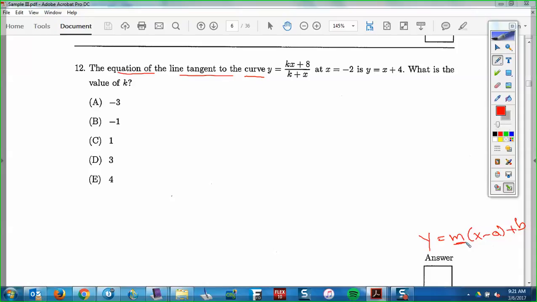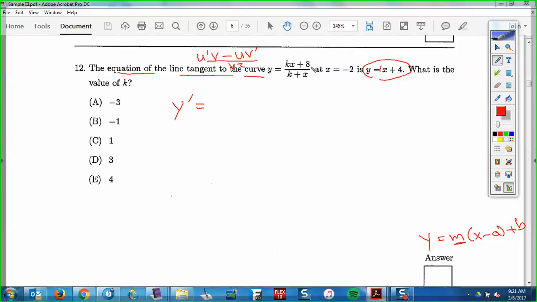Those are the things that should be coming to mind. Tangent line: we get the slope from the derivative. Now, they've already told us what the tangent line is right here. So what piece of information have they told us? The slope is 1. So when we take the derivative of this, it's got to equal 1. How do we do the derivative of this? Quotient rule: u prime v minus u v prime, all over v squared.